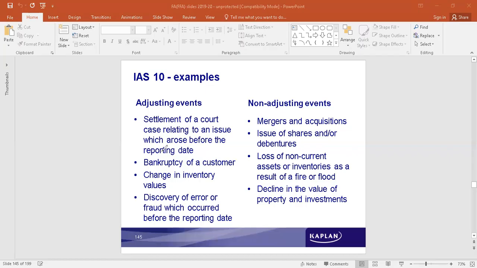A few examples are a merger and acquisition, issue of shares or debentures, loss of non-current assets or inventories as a result of fire or flood, and decline in the value of properties and investments. There would be a major impact of these transactions on the financial statements, so they would not be adjusted into the previous year, the year before the closing date.